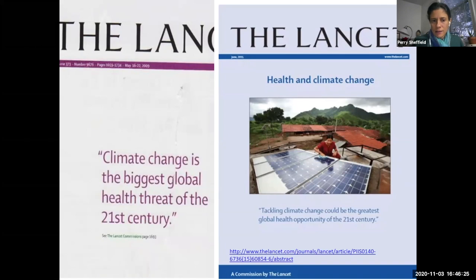And the Lancet has highlighted this. In 2009, they framed it as the biggest health threat of the 21st century. And in 2016, they came out with a lot of the same content, but they flipped it to a positive message that tackling climate change could be the greatest health opportunity of the 21st century. And part of that has to do with the fact that reducing pollution associated with fossil fuel combustion is going to have massive health benefits, whether or not it changed the course of climate change. As we know, air pollution is such a powerful health driver.